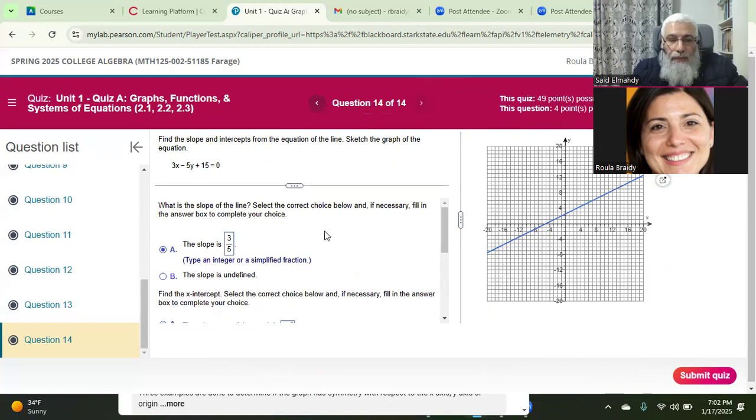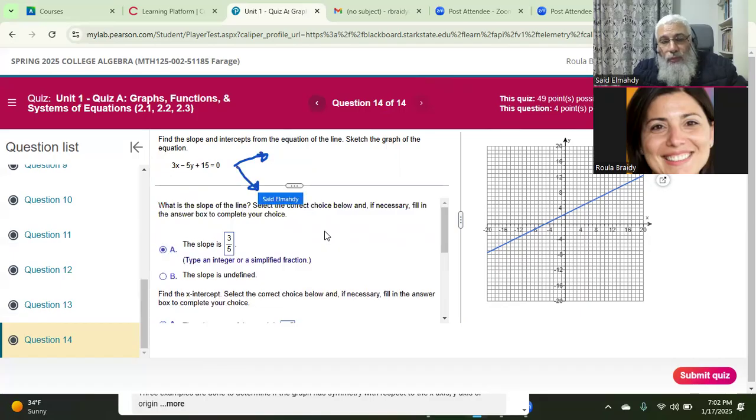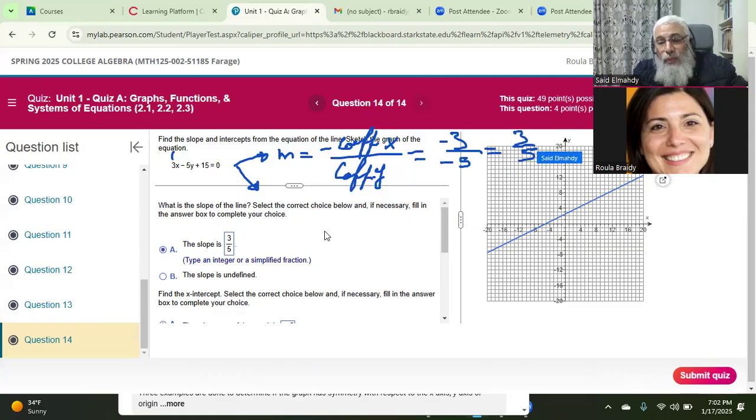Yes, the slope is correct. For this one, you can solve it in two ways. Slope is equal to negative coefficient of x divided by coefficient of y. The negative coefficient of x is negative 3, divided by the coefficient of y, which is negative 5. So negative divided by negative is positive, and it is 3 over 5. This is one way to solve it.